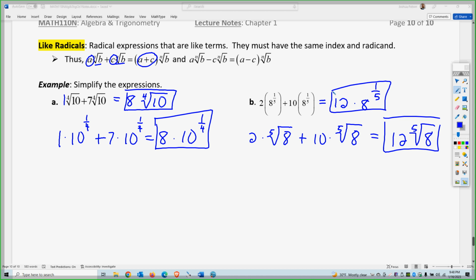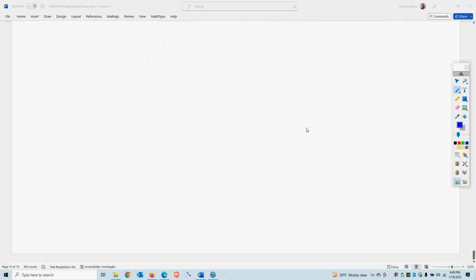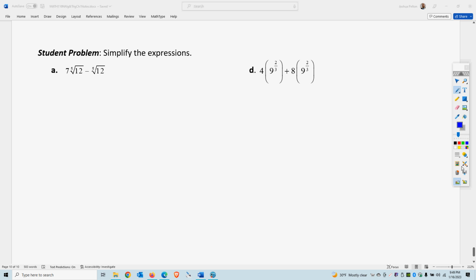So I'm trying to connect what we've done so far all together with adding and subtracting, because there's essentially only one rule for adding and subtracting, right? If they are like terms, add or subtract the constants in front. Just keep the products as is, right? All right, pause the video, try the student problems for yourself.